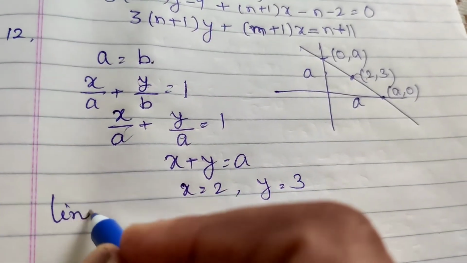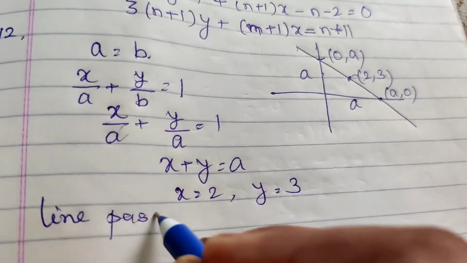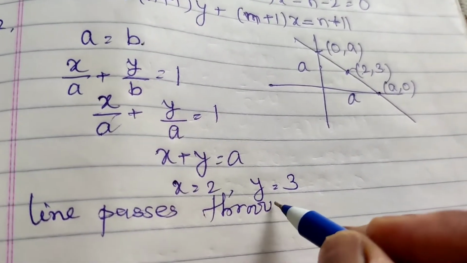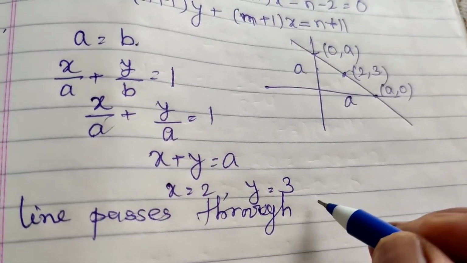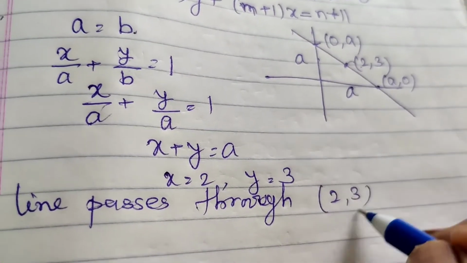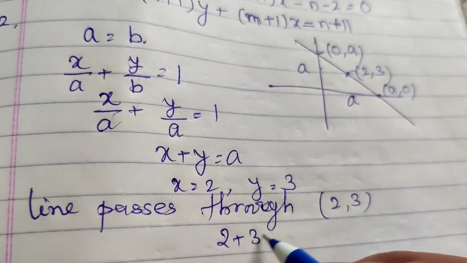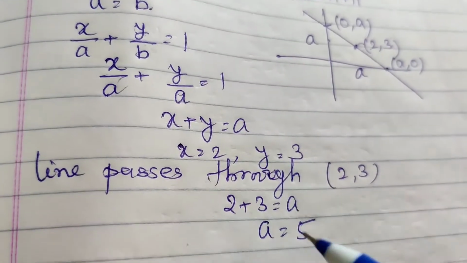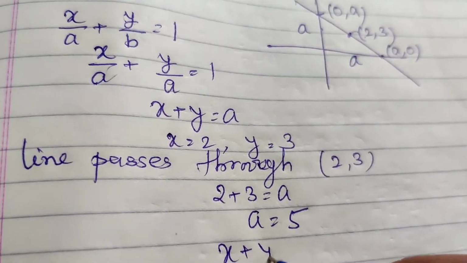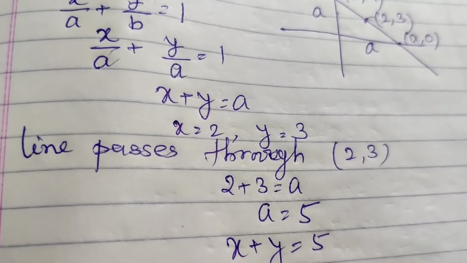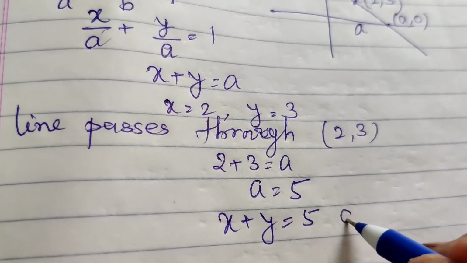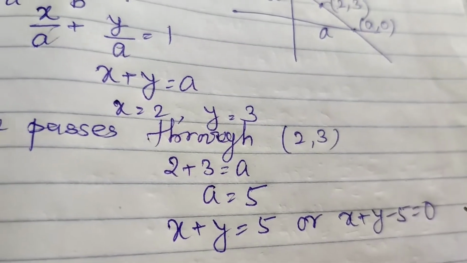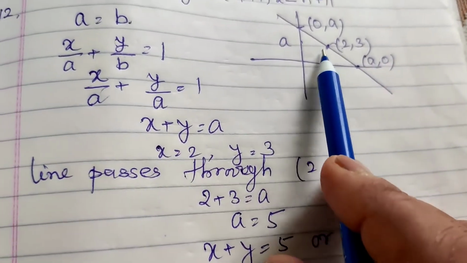The line passes through the point (2, 3). It means 2 plus 3 equals a, equal to 5. Now the equation of the line is x plus y equals 5, or x plus y minus 5 equals 0. This is the equation of the line passing through the point (2, 3).